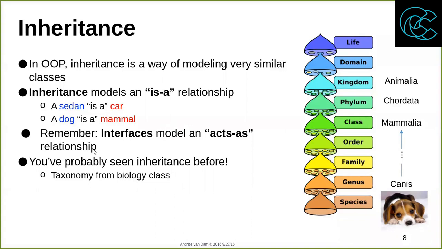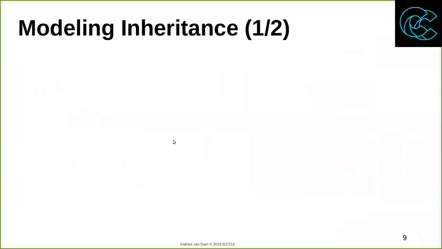The difference here is that an interface models an access relationship. So you can say that a bus, car or bike acts as a transporter vehicle. Here a sedan is a car. So inheritance models the is-a relationship, whereas the interface models the access relationship. That is the difference between these two. So let's go on.